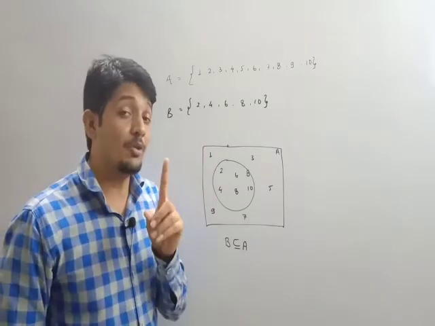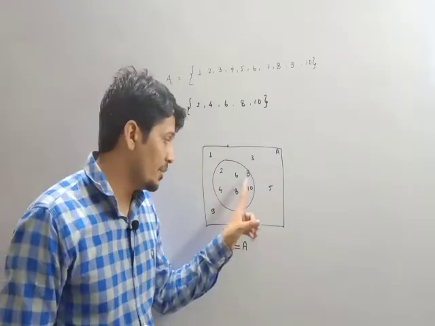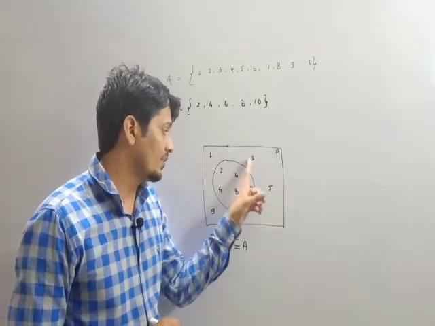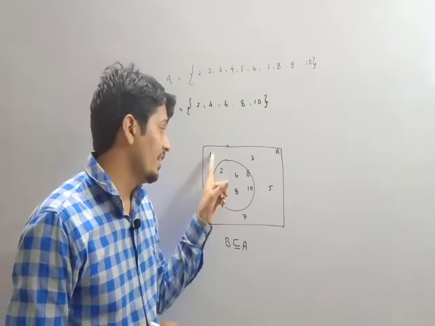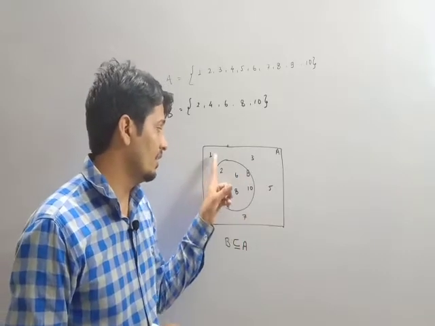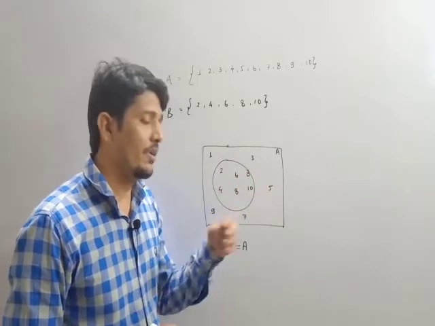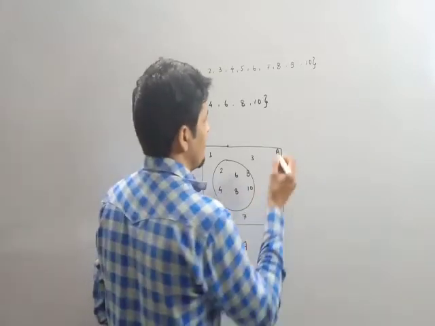One more terminology we have to understand. In set B, 1, 3, 5, 7 and 9 are not present. That means we can say this set means 1, 3, or we can say another set like set C.